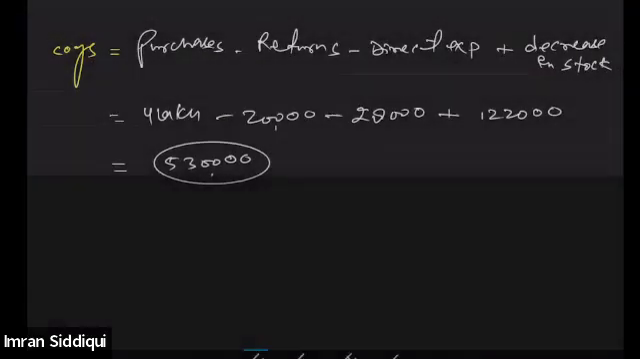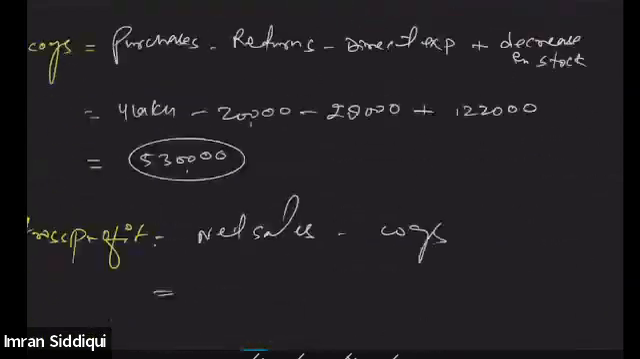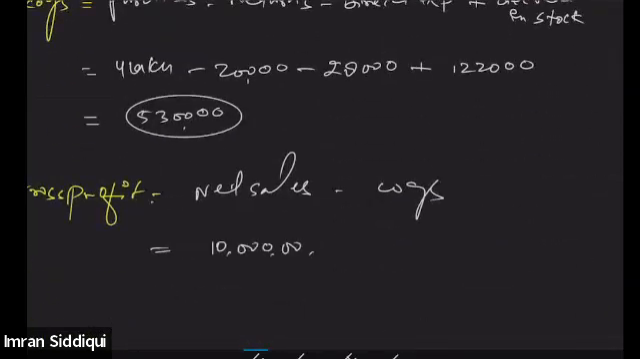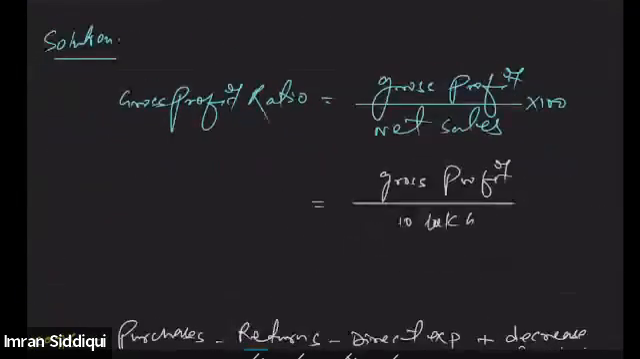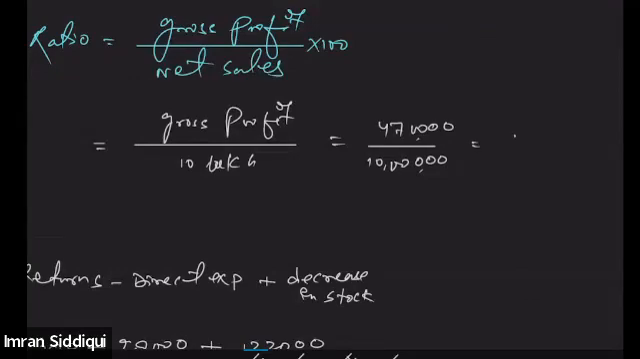Right? Now to find out the gross profit, what we can do? We will subtract net sales minus the COGS. Net sales is how much? It was 10 lakhs. We'll subtract 5 lakh 40,000 out of it, and we will get the gross profit equals 4,60,000. All right. Now we can put this value here. Gross profit 4,60,000 divided by 10 lakhs. So ultimately, the answer is 46%.